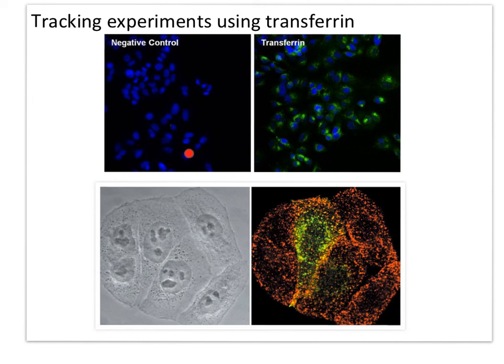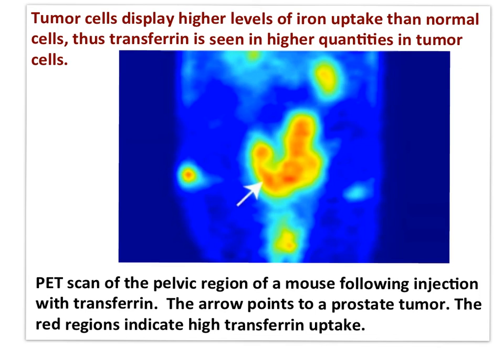The left image, no transferrin. The right image, we can see the presence of transferrin. Left image, no transferrin. But in the right image, we see this cell that has picked up transferrin. Now, tumor cells display high levels of iron uptake relative to normal cells. Thus, transferrin is seen in higher quantities in tumor cells.